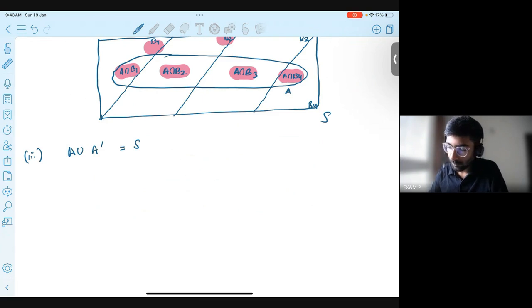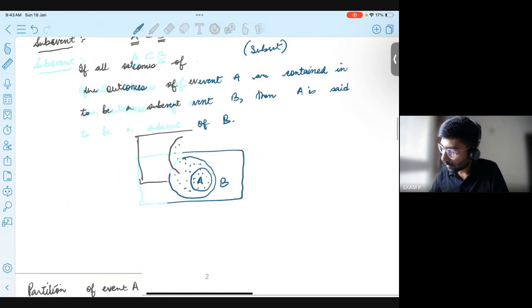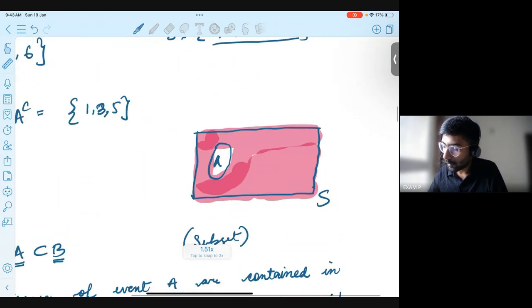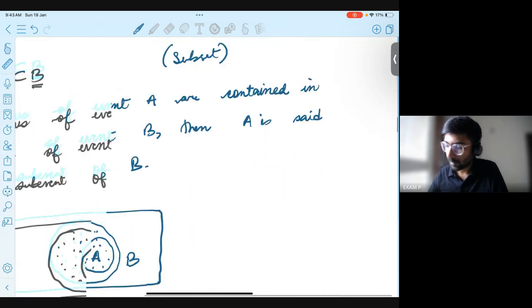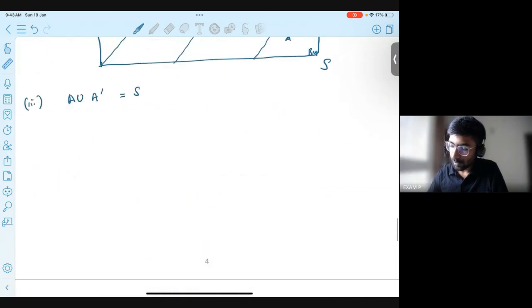If you remember, this is the entire A complement, and when you take the union with A, that means the shaded area and the unshaded area together should give you the sample space S. That is condition number 3.